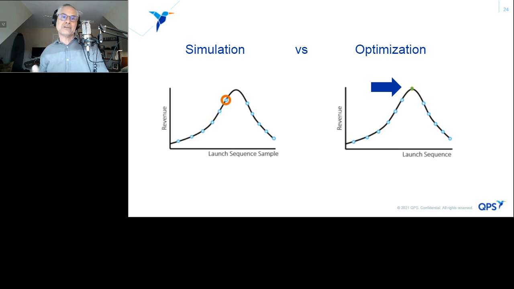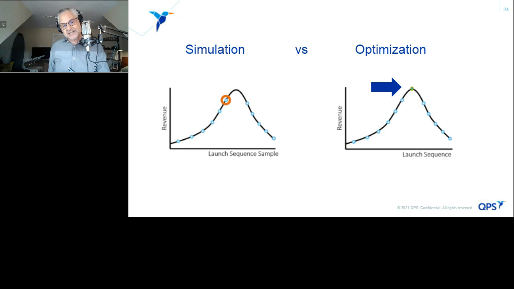But then we rely on an algorithm, Monte Carlo simulation as an example here, which samples the solution space. By sampling it, we randomly choose samples of launch sequences, and then we do a calculation to determine what the revenue associated with that launch is. As we can see here, we can compute all of those blue dots. We arrive at the orange circle, which is the launch sequence that generates the most revenue. By and large, this is a good answer, and sometimes it can be a very good answer. But the problem is that it's not the best answer.